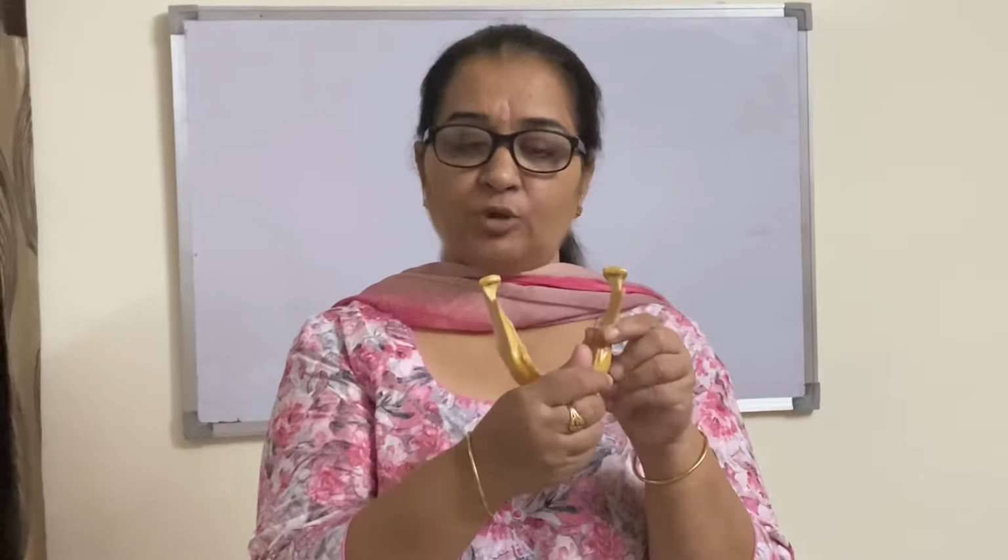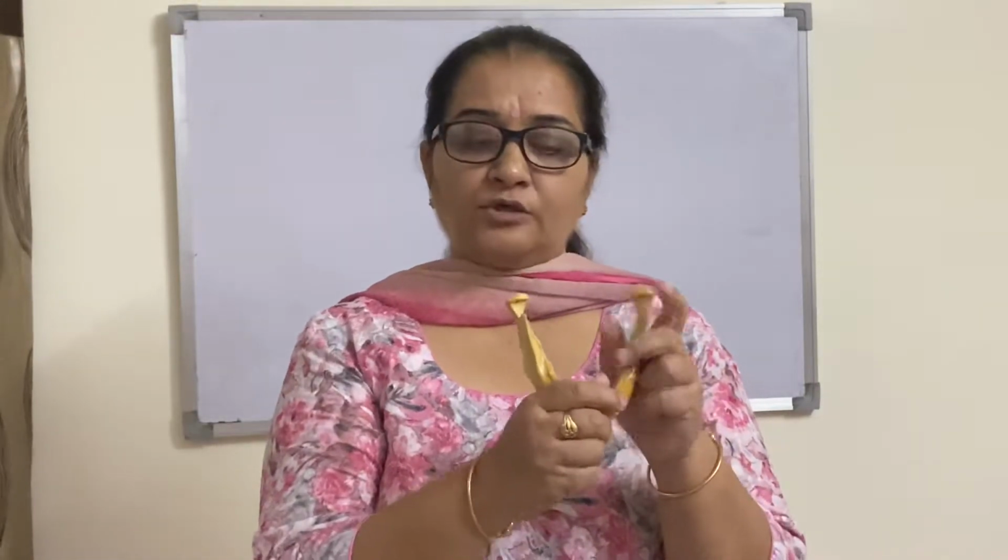The mandible has a body and two rami. Each ramus has a coronoid process, and a condyloid process which has a head and neck. On the inner side there is a pterygoid fovea. Now coming to the different attachments. First we will discuss the attachments on the ramus portion.